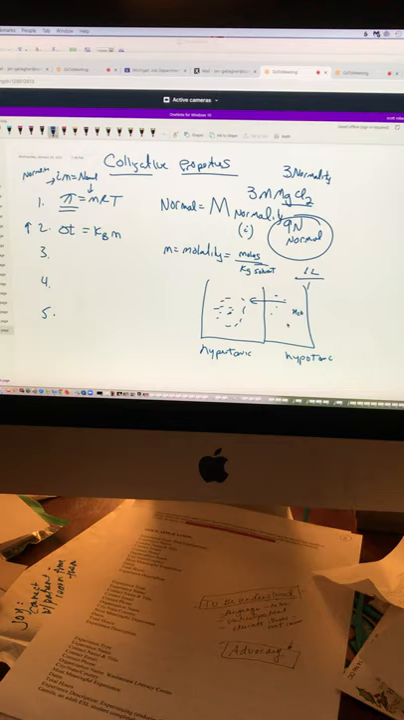Cool. Freezing point depression. Baby, it's cold outside. Freezing point goes down. Boiling point goes up. That's why you cook pasta with some salt. When you add salt to water, the boiling point goes up and the pasta cooks faster. And it doesn't stick as much, allegedly.